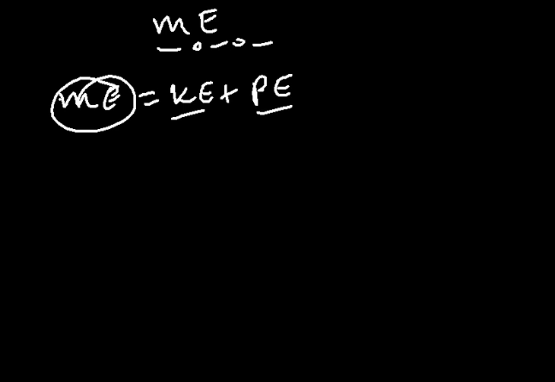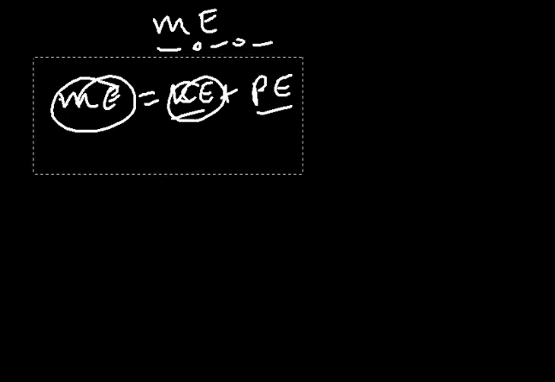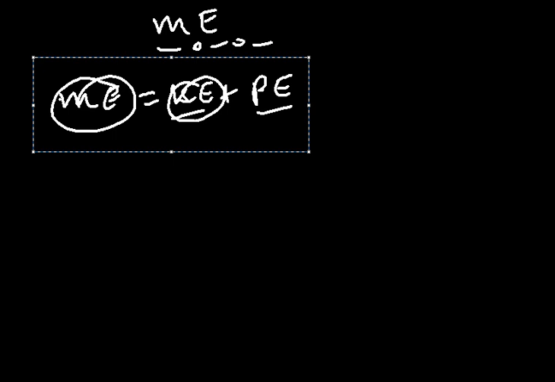So whenever the kinetic energy increases, it means the mechanical energy of a system also increases. And whenever the potential energy increases, it means the mechanical energy also increases. So mechanical energy is the energy associated with the potential energy as well as the kinetic energy. That's what we call the mechanical energy.